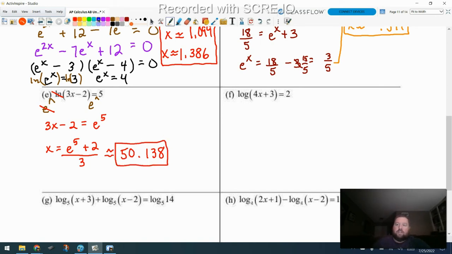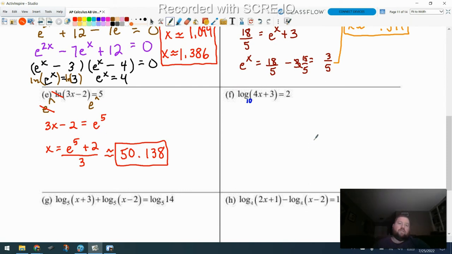All right, so now they've changed it on us. Now we don't have an LN, we have a log. All right, when they write just the word log, they have to give us a base. So if you ever get a log and they don't give you a base, that's called a common log. So this one over here is a natural log. This is called a common log. Common logs have a base of 10.